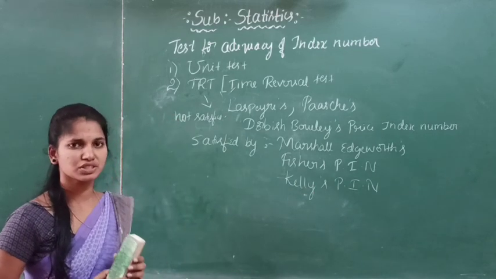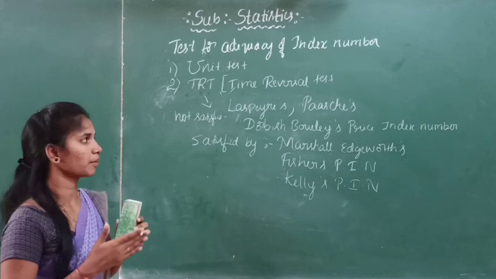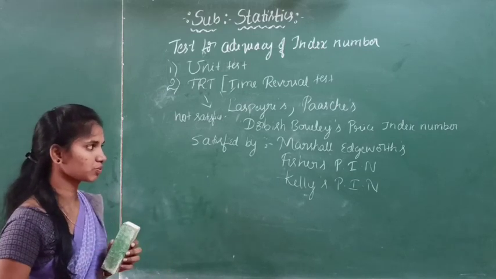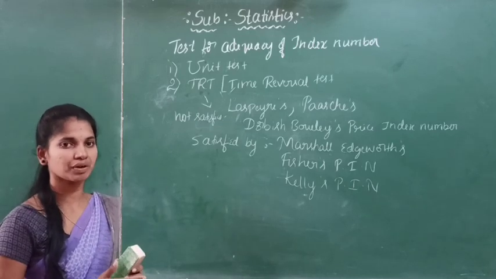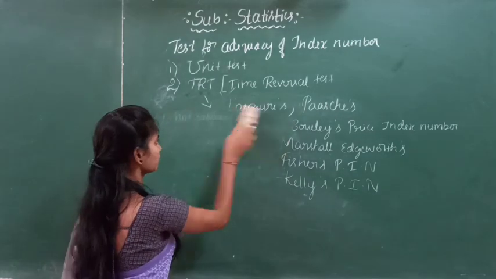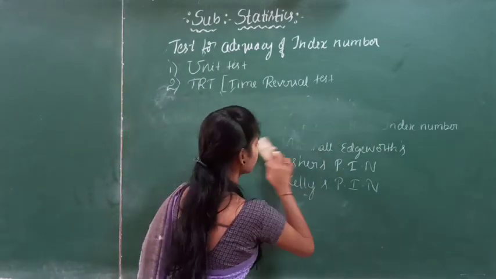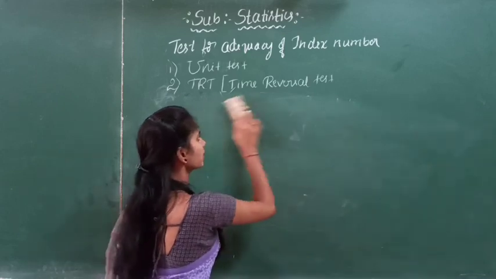Here there is a step to calculate or verify whether the Laspeyres, Paasche, Drobish-Bowley, Marshall-Edgeworth, Fisher's and Kelly's index numbers satisfy TRT. Sometimes they ask in the examination to verify. Let us study one by one.